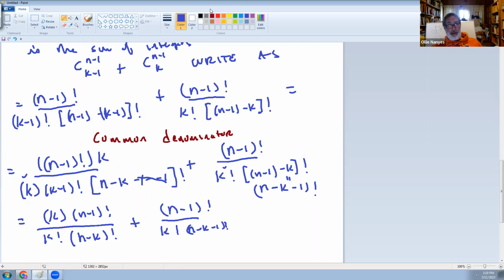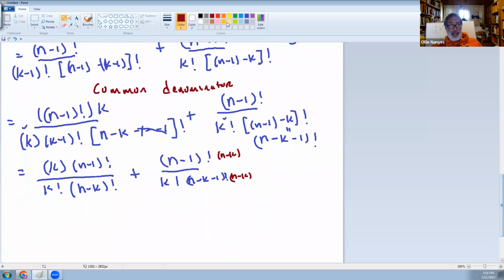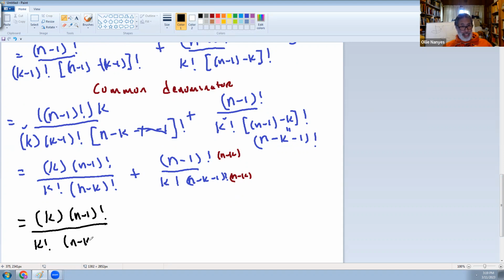And now I get the second part of the common denominator. I'm going to multiply this by n minus k, and multiply this by n minus k. See, this is n minus k minus 1. So now, by doing the common denominator, I get the following. I get k, n minus 1 factorial, k factorial, n minus k factorial, plus n minus 1 factorial, n minus k.